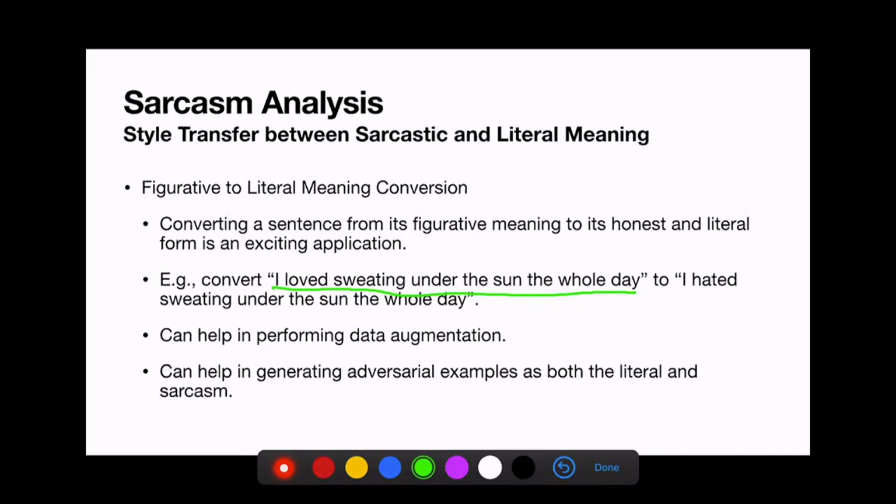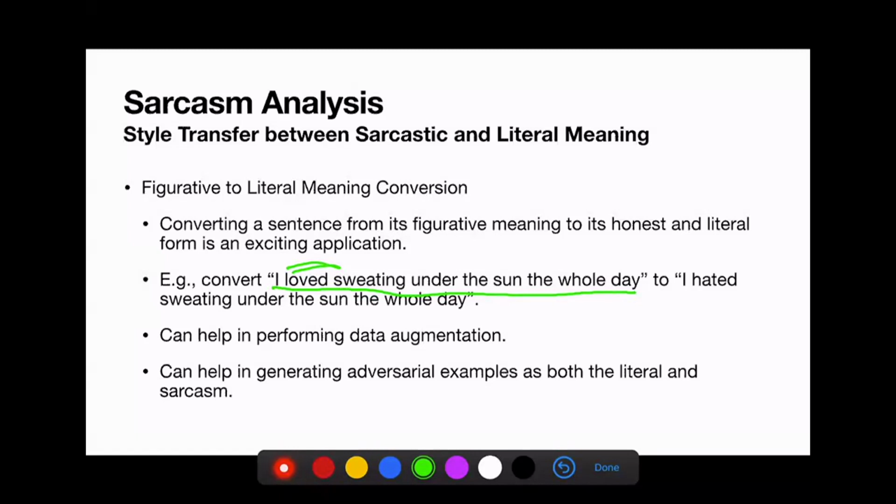Now this is a very easy example, and this is why the rules work. This is an example where there is a sentiment shift: sweating under the sun the whole day is of course negative, and you cannot love this fact. Using this signal, you can have a rule and easily flip, transferring the style from sarcastic to literal meaning. This is not true for most other sarcasm types, where the sarcasm is very implicit and you need to know the context to detect it.